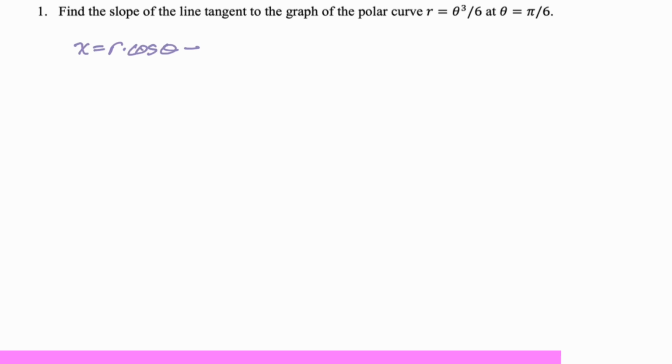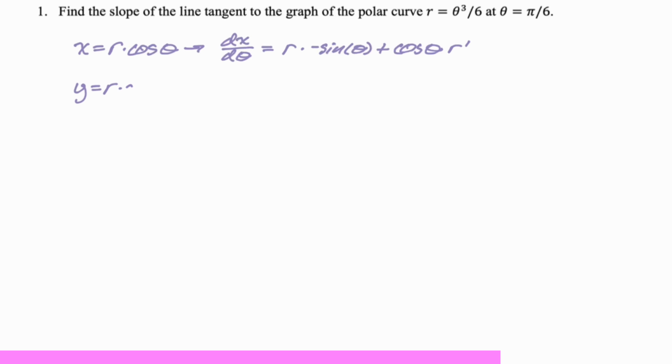So it's product rule, so dx d theta is going to be, so first, which is r, derivative of the second is negative sine of theta, plus second, which is cosine. Derivative of the first, I'm going to write just r prime, but it's dr d theta. Don't forget that. So r prime. So that's x and then dx d theta. We'll do the same thing with y.